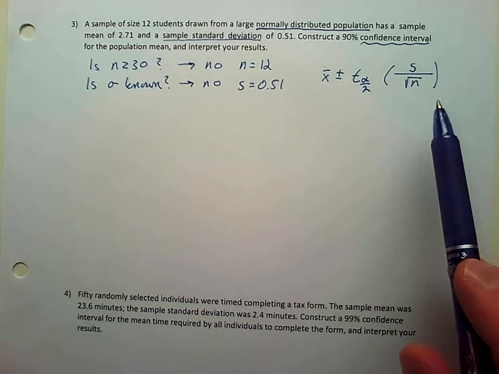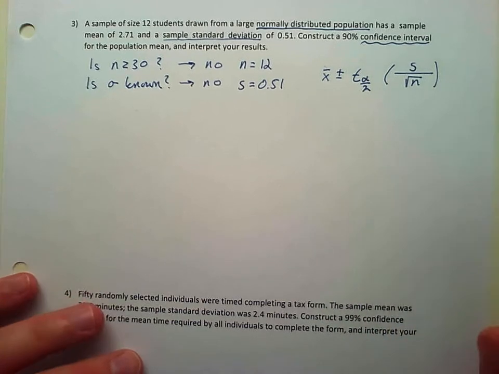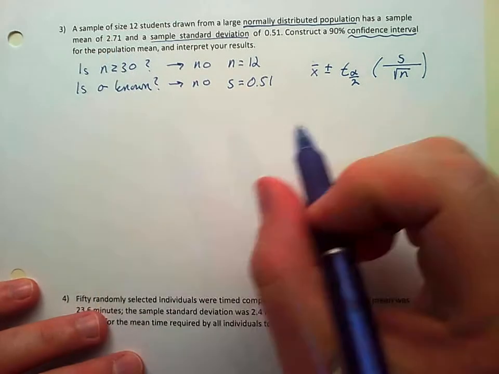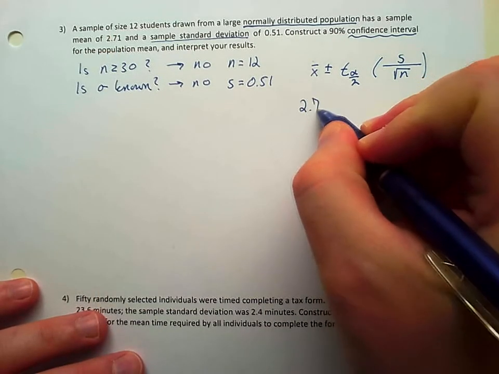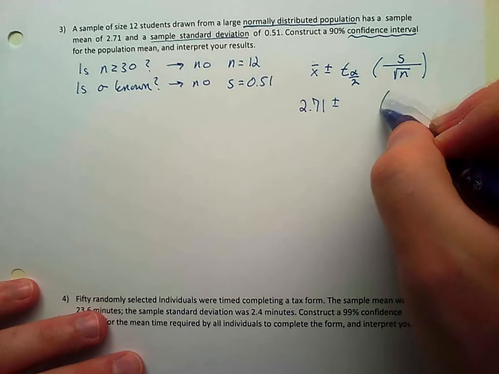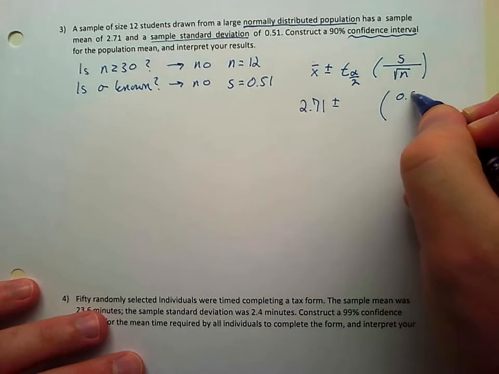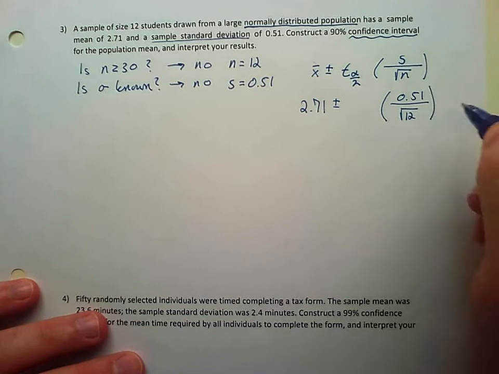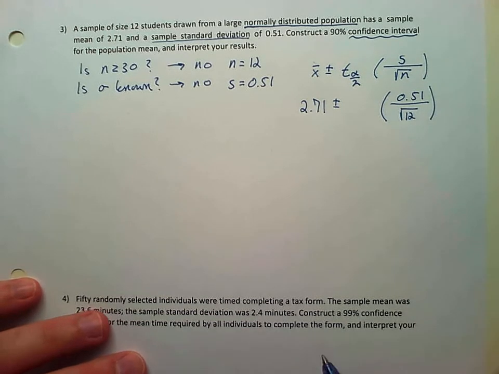Alright, but anyways, let's get back to answering this question. Here now we have our formula for our confidence interval. Let's try to plug in some values. Here it says that our sample mean is equal to 2.71. We'll skip this t sub alpha divided by 2 for a second, because we know that s is equal to 0.51 and our n is equal to 12.